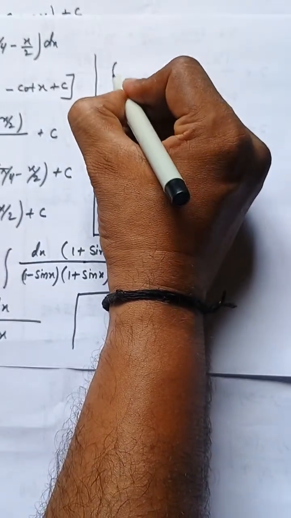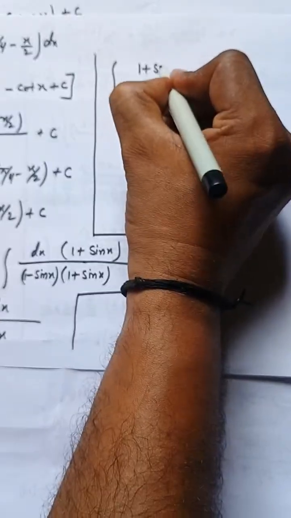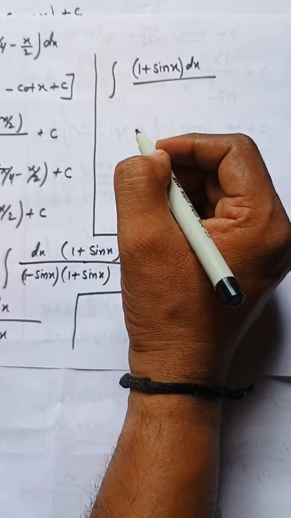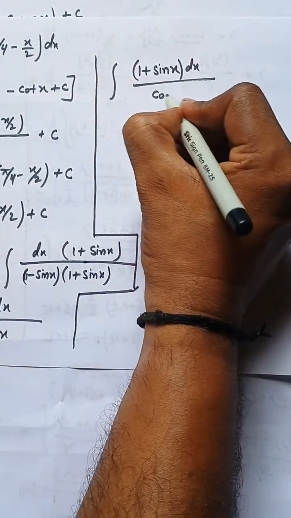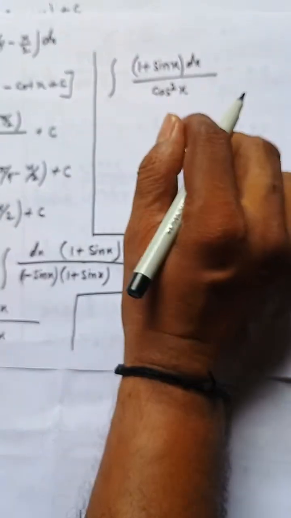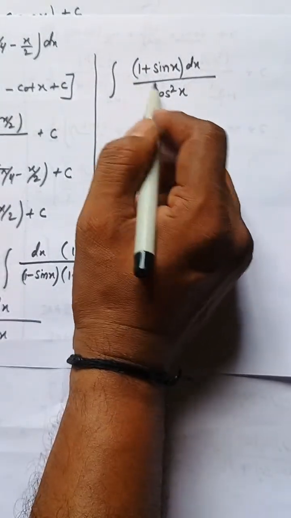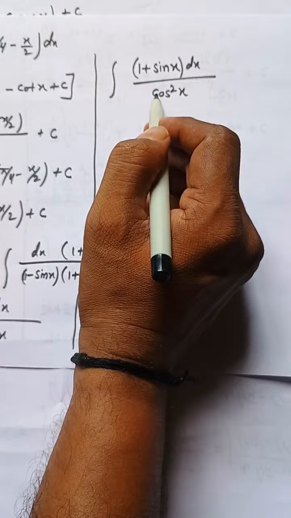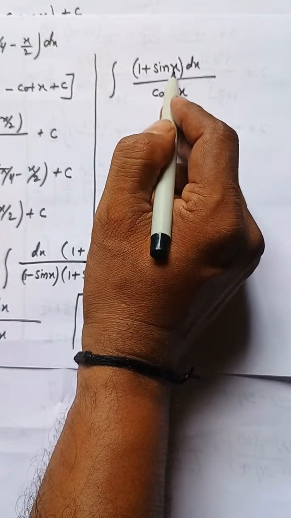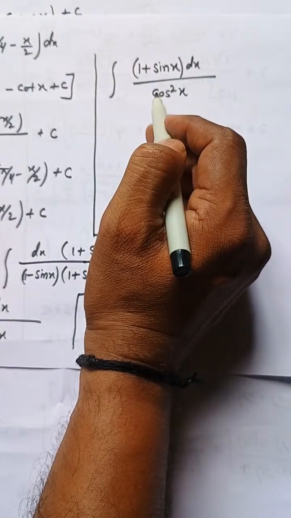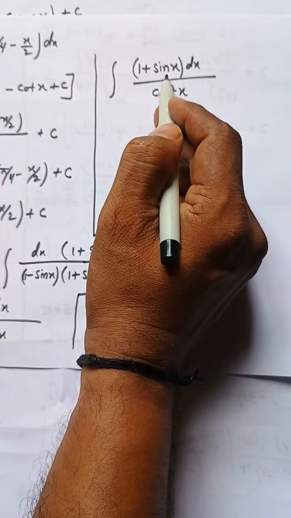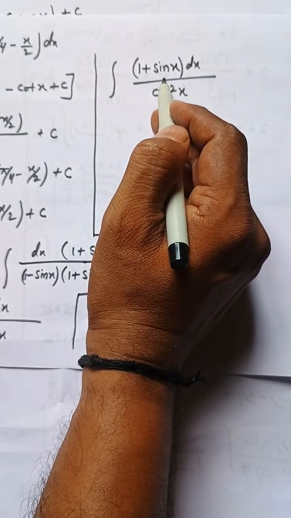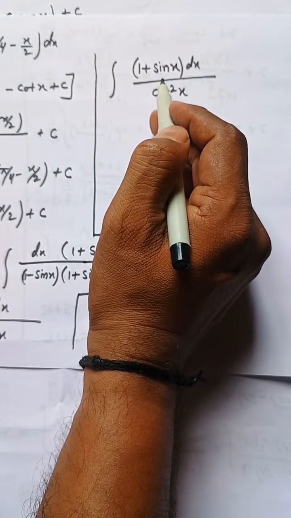So here integration 1 plus sine x dx, and then we have here 1 minus sine square x, which is what? Cos square x. So here you are getting cos square x, right? And now it's easy to split it down. 1 by cos square x will be sec square x. We know that integration of sec square x is what? Tan x. And here you are getting sin x by cos square x, sin x by cos x into 1 upon cos x. So here we have tan x into sec x, and we know that integration of tan x into sec x will give you sec x.